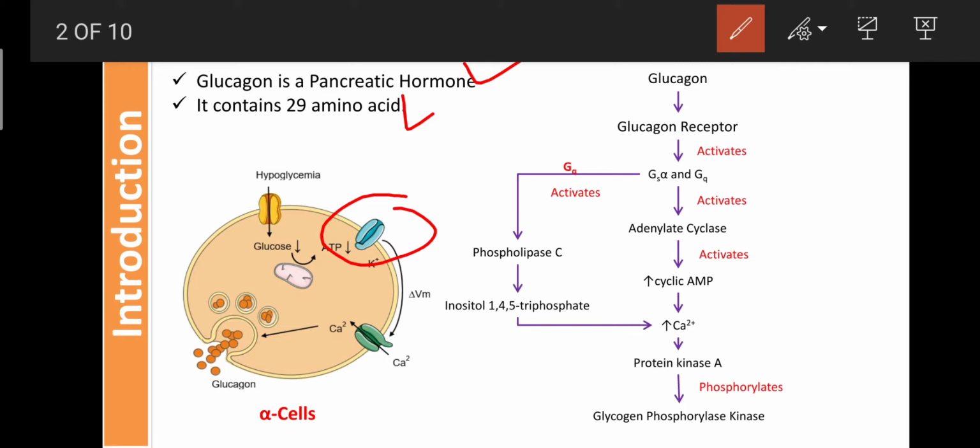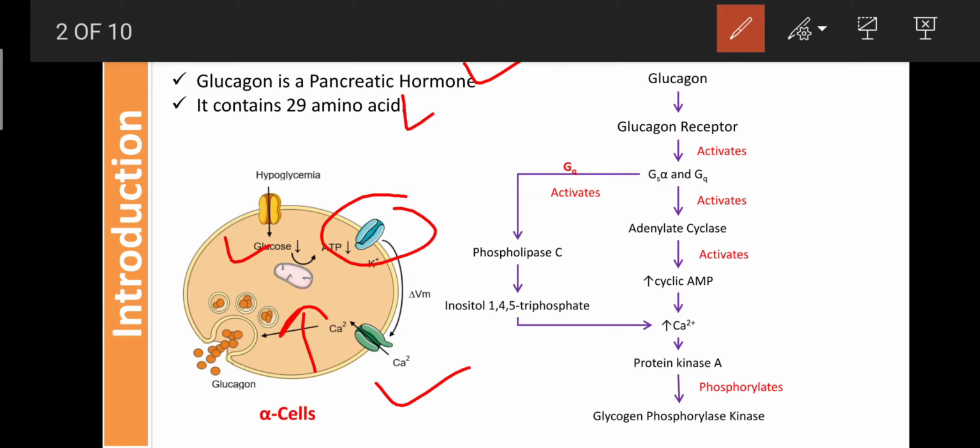The same mechanism is also responsible for the release of glucagon from the alpha cells. Here also, during hypoglycemia, glucose enters the alpha cells and is metabolized, producing ATP. The production of ATP blocks the voltage-dependent potassium channels. Then calcium channels open, calcium accumulates, and due to the accumulation of calcium, glucagon is released from the alpha cells.